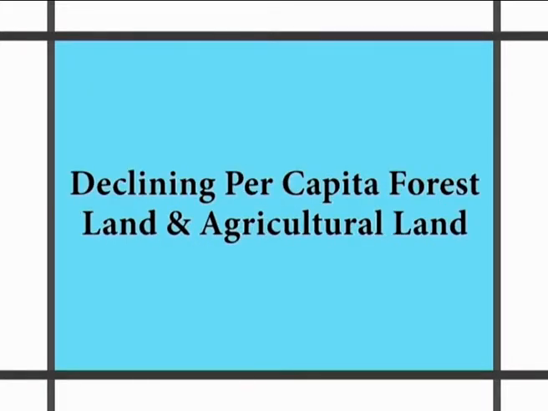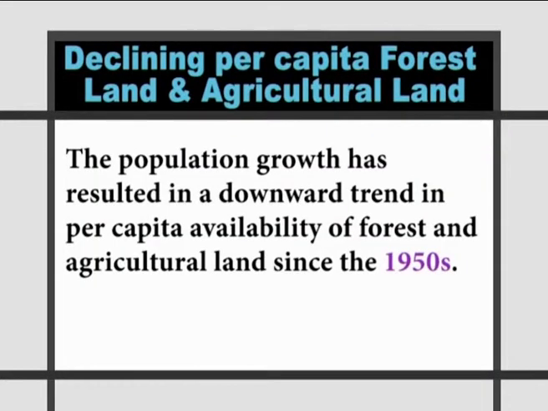Declining per capita forest land and agricultural land. The population growth has resulted in a downward trend in per capita availability of forest and agricultural land since the 1950s. Per capita availability of forests in India is much lower than the world average.